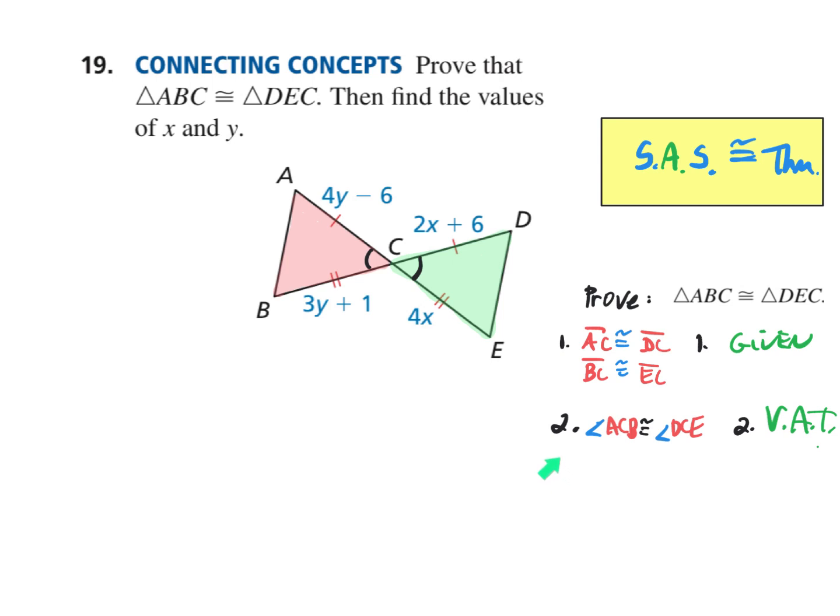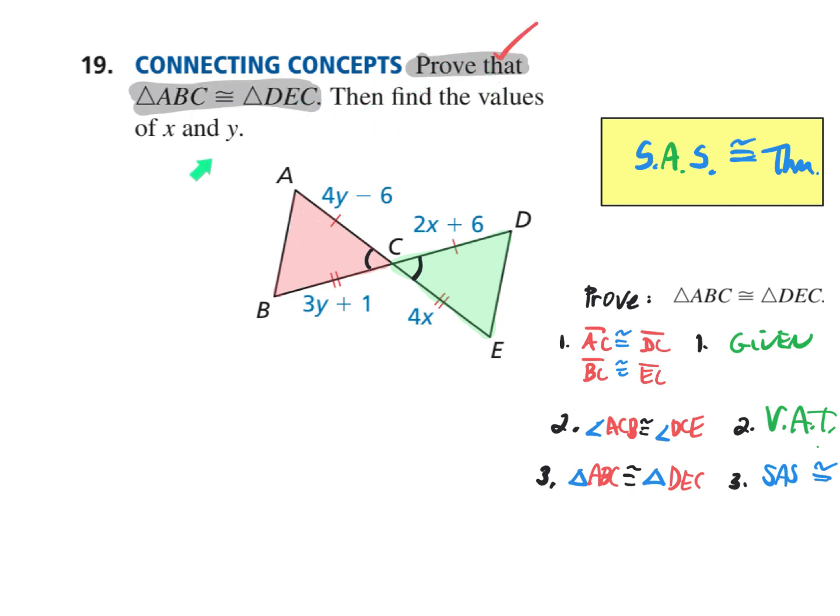Now that we have that, our triangles are congruent. We're there. Destination achieved, and the reason will be the SAS congruence theorem. Final statement 3, the triangles are congruent by the SAS congruence theorem. All right, we've achieved the proof.